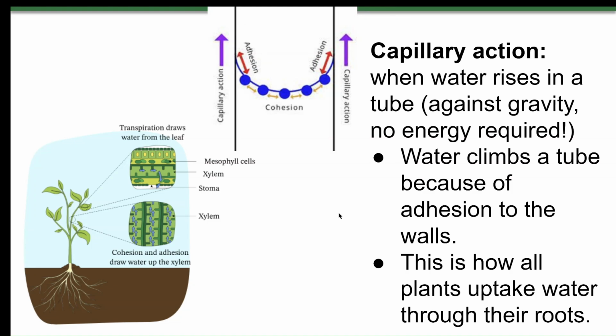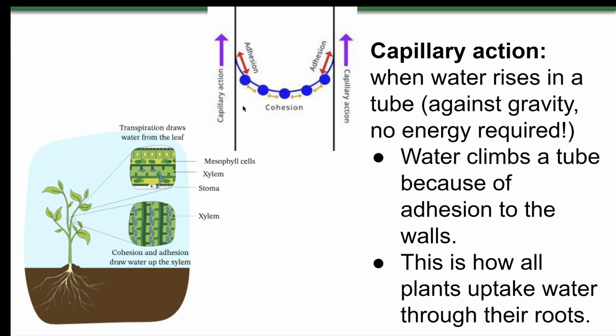So because water has cohesive and adhesive properties, it also has this thing called capillary action that it can do. So capillary action is when water can rise up a tube against gravity and no energy is required here. We don't need to put in any energy. Water can just climb up a straw. Water climbs a tube because of adhesion to the walls, and this is how plants can actually uptake water through their roots. So from the root system of the plants all the way to the top of the leaves, there's like a series of these tubes called xylem that allow for water to flow through and climb up to the leaves.